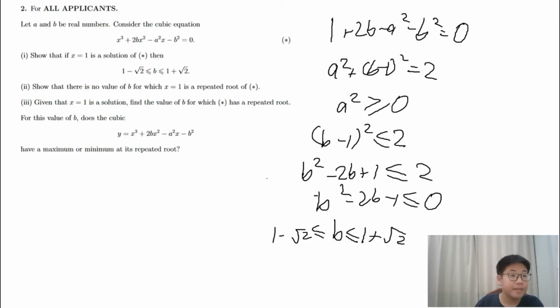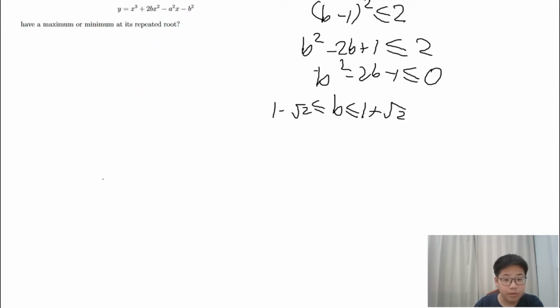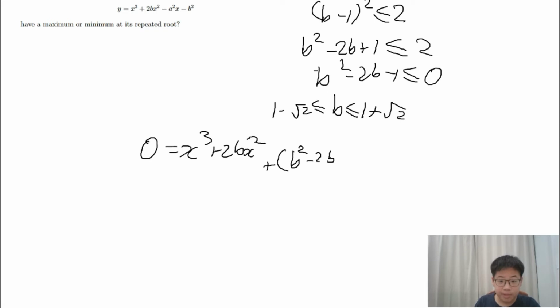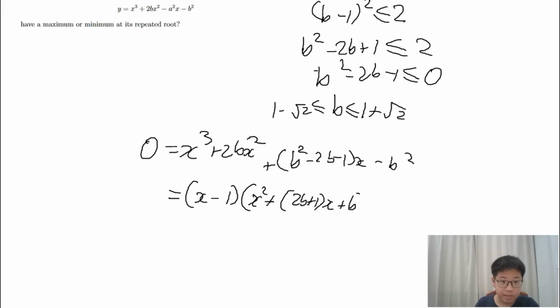There, we're done. Now, show that there is no value of b for which x equals 1 is a repeated root. Substituting a squared is 1 plus 2b minus b squared, which we already figured out, we get 0 equals x cubed plus 2bx squared plus (b squared minus 2b minus 1)x minus b squared, which equals (x minus 1)(x squared plus (2b plus 1)x plus b squared).